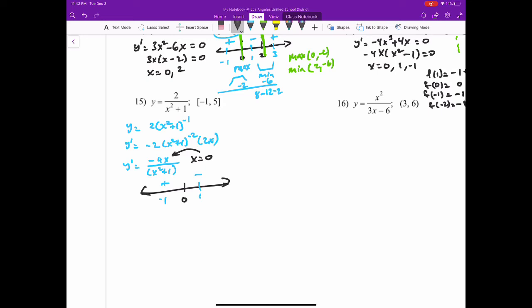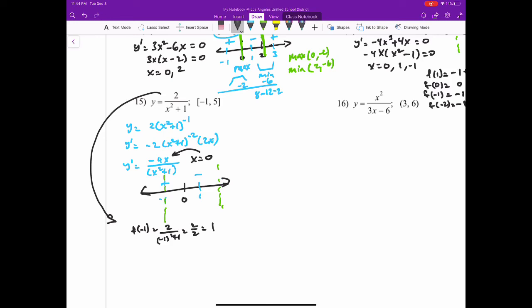And we want to take a look at our boundaries now. Our boundaries are at negative 1 and 5. So now that we have our boundaries and our critical points, let's go ahead and plug in our boundaries and our critical point to figure out which one is the absolute max and min. So f at negative 1, my left boundary, we're going to plug it into, remember, this value here. So it will be 2 over negative 1 squared plus 1. And that's going to give us 2 over 2, which is just 1.